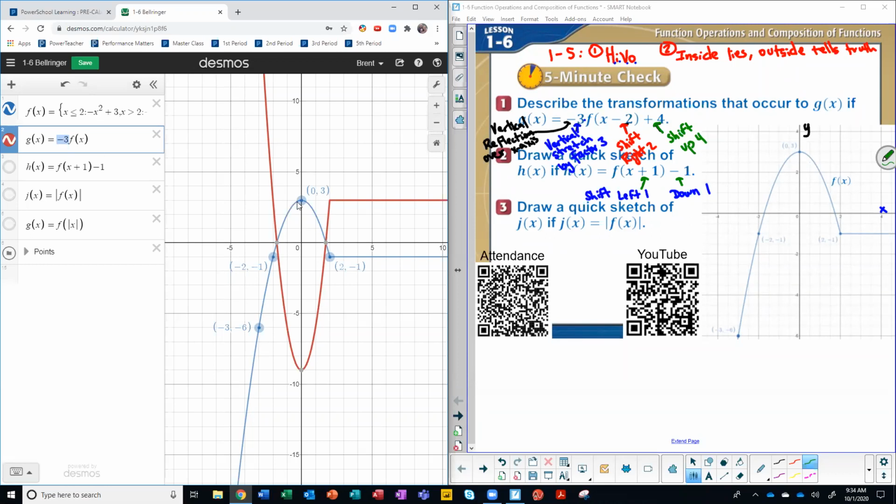The -3 here times this 3. What is that? What is 3 times -3? -9. -9. And look at this point. Look what we have for the y value. You see what happened?